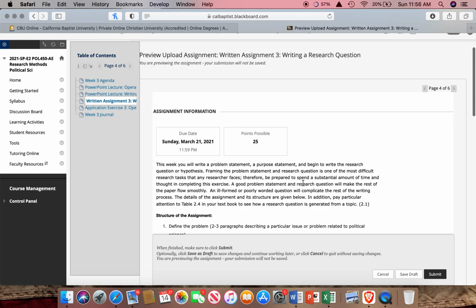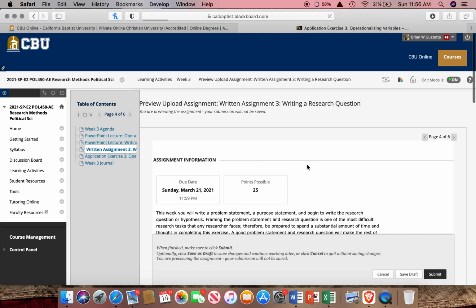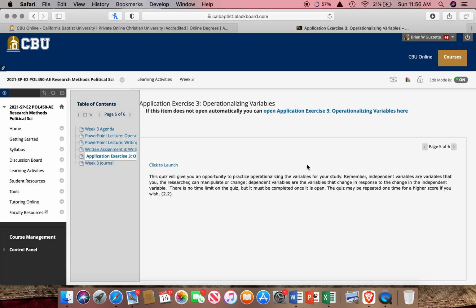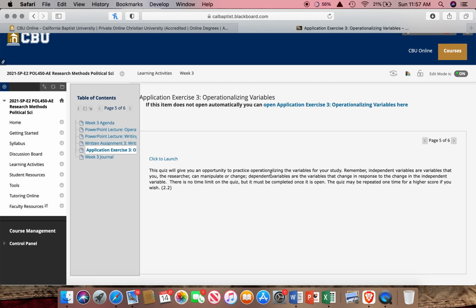So there is our first assignment. Our second assignment is going to be a quiz on operationalizing variables. In this quiz, you have the opportunity to practice operationalizing the variables for your study. Remember, independent variables are variables that you, the researcher, can manipulate or change. Dependent variables are variables that change in response to the change in the independent variable.